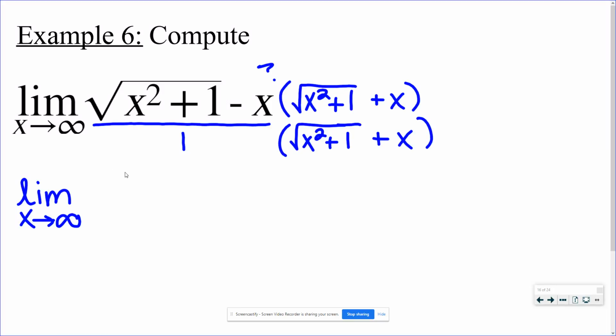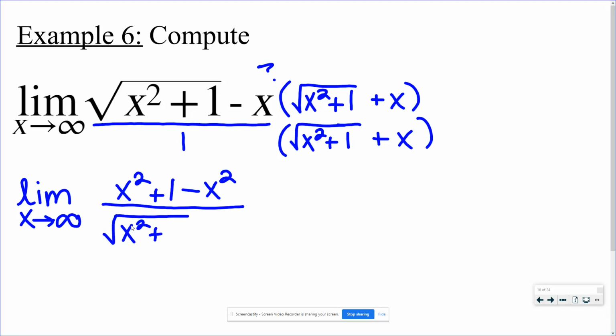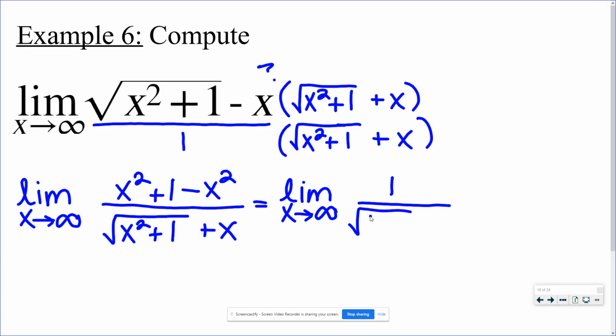So if I do the conjugate, I'm going to get x squared plus 1 minus x squared on top. And then I would have this radical thing on the bottom, okay? I'm going to simplify the top, and then I should be ready to look at the limits step. So the top's going to be just a 1, and then I've got this denominator that's remaining unchanged. All right, now why don't you try to look at the limit again?